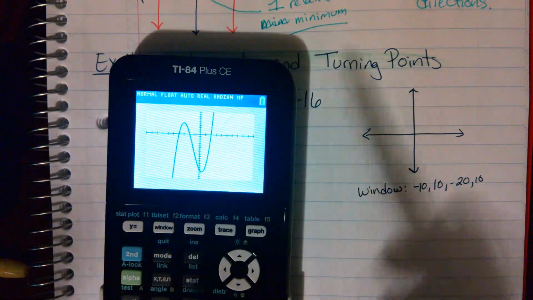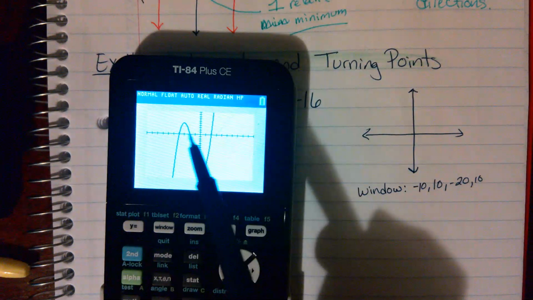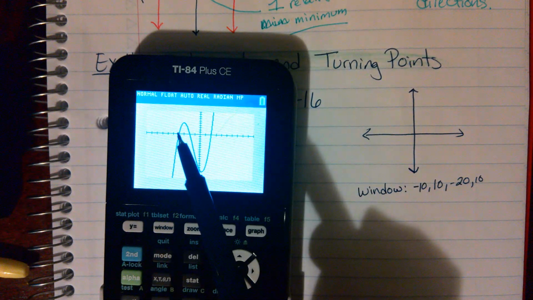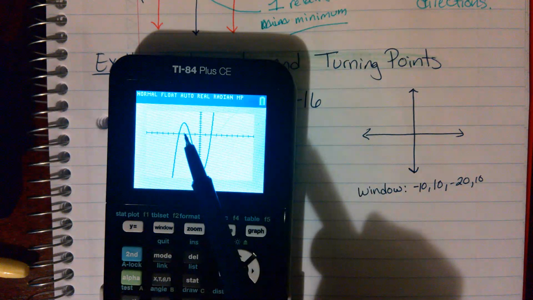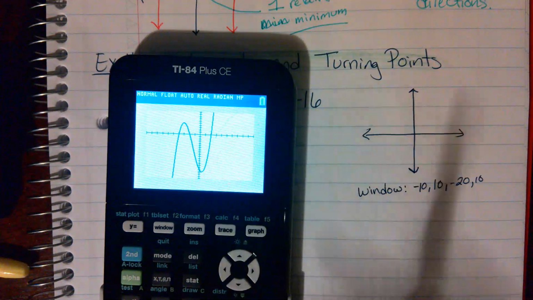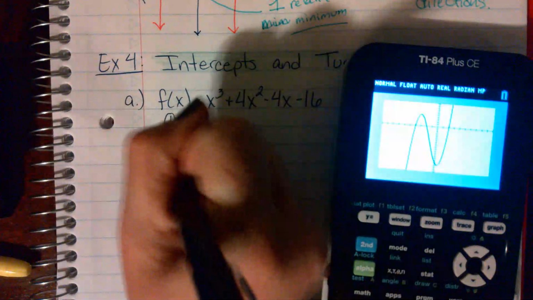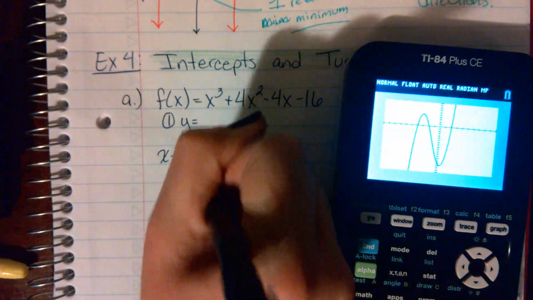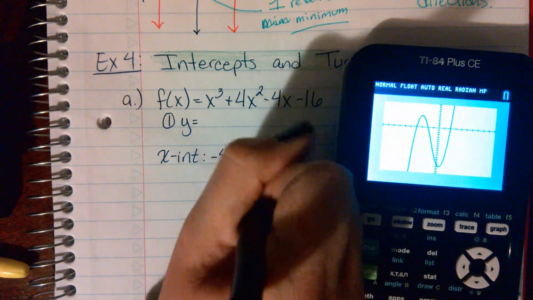Okay, so now I can see all my intercepts, and my x-intercepts are where the function crosses the x-axis. So I can see this would be at negative 4, negative 2, positive 2. So my x-intercepts are negative 4, negative 2, positive 2.